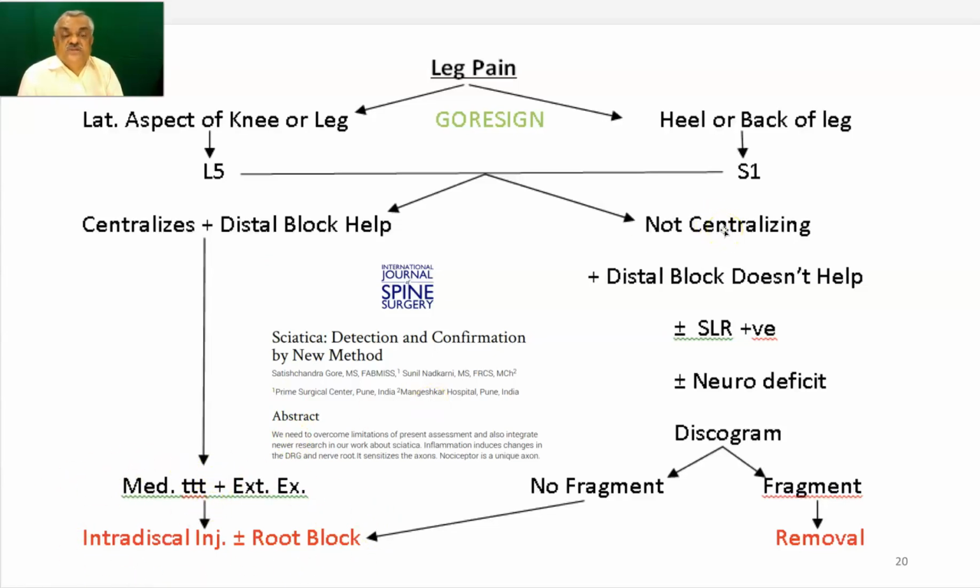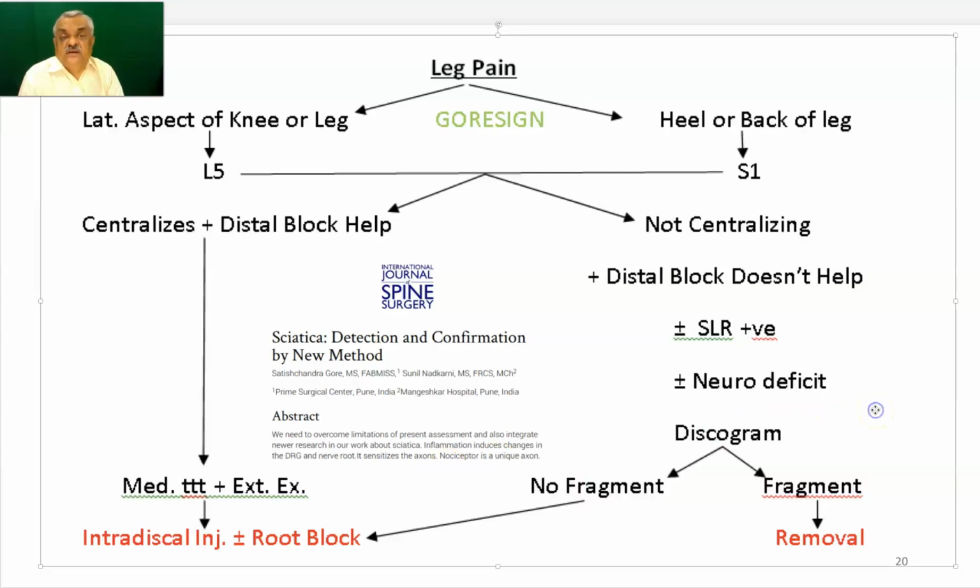If the pain is not centralizing, an injection at the ankle is not helping, the SLR is positive, there is a neurodeficit, then in the past we used to do a discogram as has been described, or we can always go in for an MRI scan and demonstrate the fragment which is coming out and giving the problem, where we remove the fragment. If there is no fragment, then we again go back and think of giving a medical treatment to the patient.